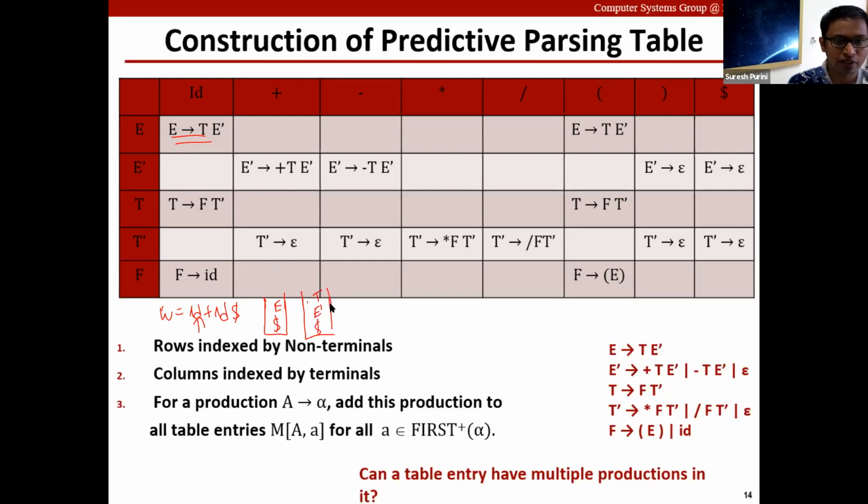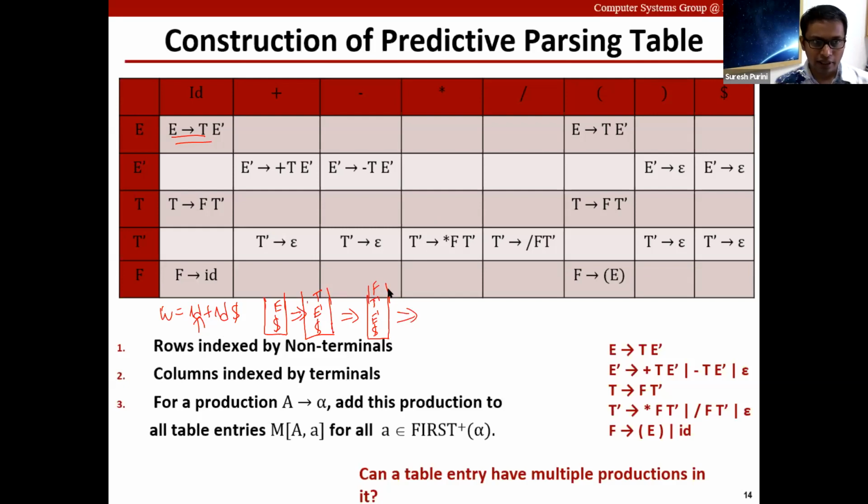This is the state of the stack. We don't have enough space here, so pardon me, it's a bit cluttered, but I want you to see the idea. If the current top of the stack is T and the input symbol is ID, we pop T out and push FT prime onto the stack. So we have dollar E prime, T prime, and F. This is what we have.